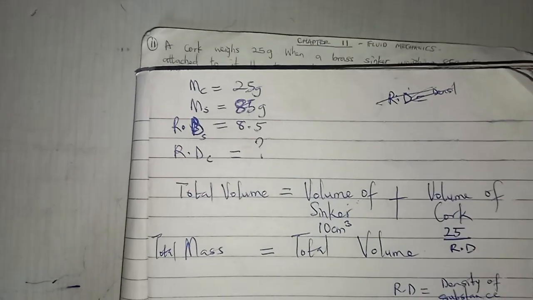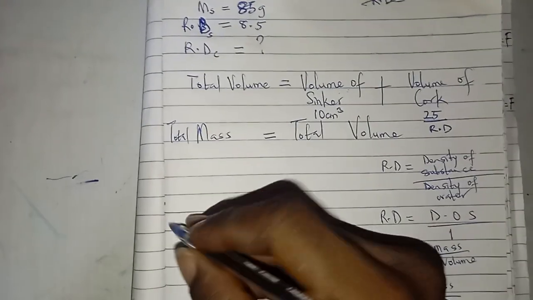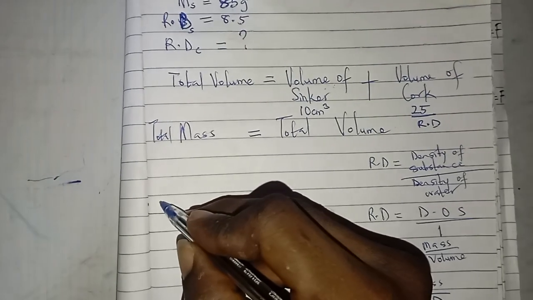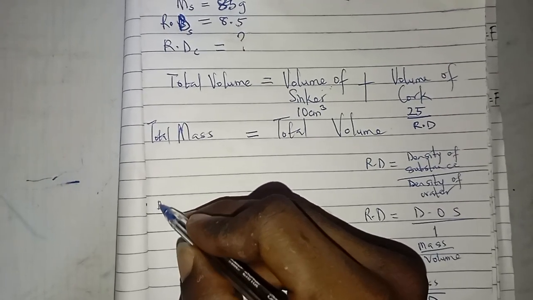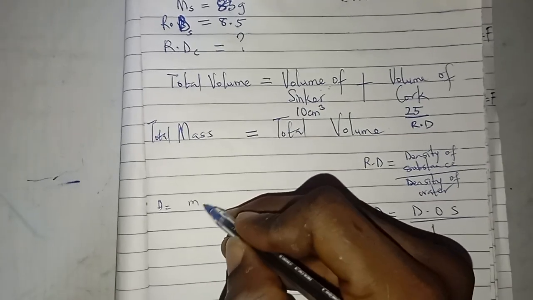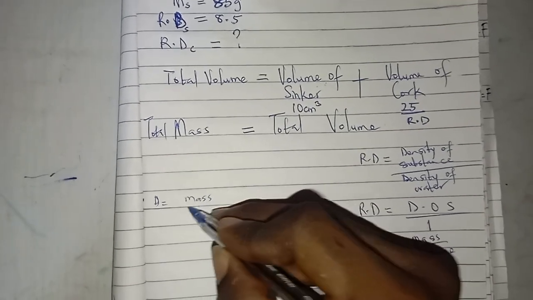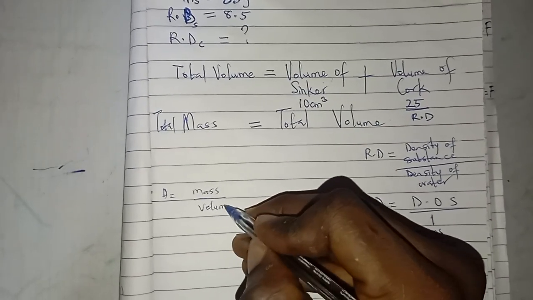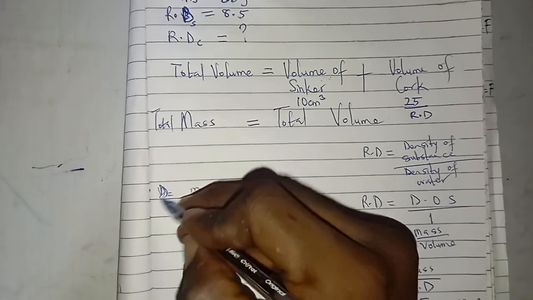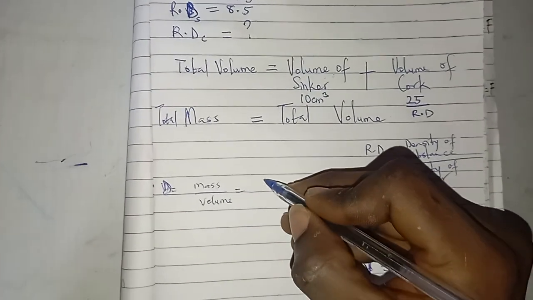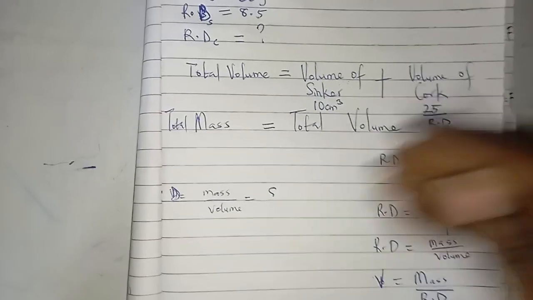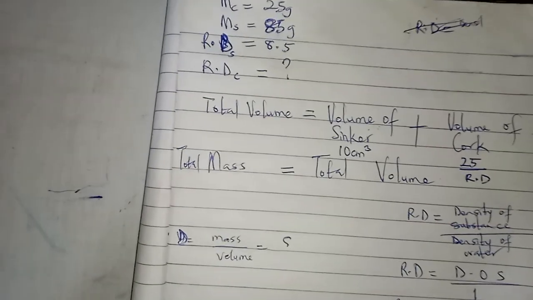So if we compare the whole substance, we say density now equals mass over volume. Let's use this now. Let's compare the total substance. Since we are talking about total substance, the total mass here is 85 plus 25.